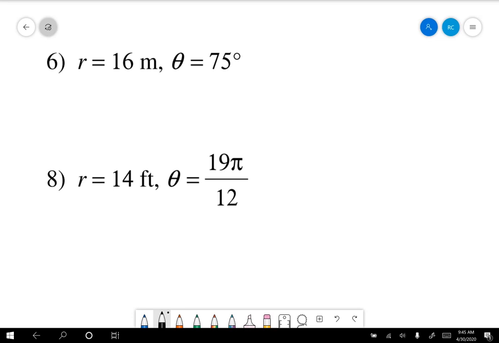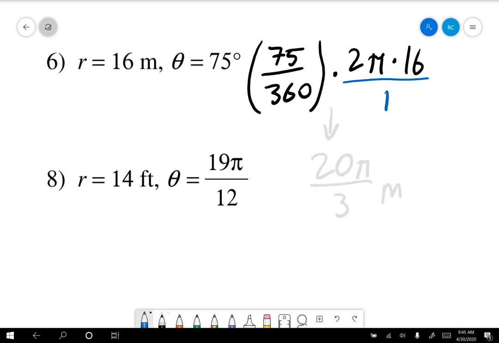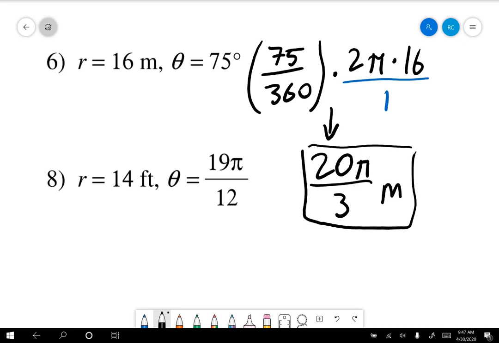Okay, let's give this a shot. So if the radius is 16 meters and theta is 75 degrees, then we get 75 over 360 times 2 pi times 16, right? 2 pi r. Okay, well, I'm seeing a lot of canceling that can happen here. I used a calculator to reduce that to 20 pi over 3 meters. If you don't remember how to reduce using common factors, it's a really good practice, so you should probably give it a shot.